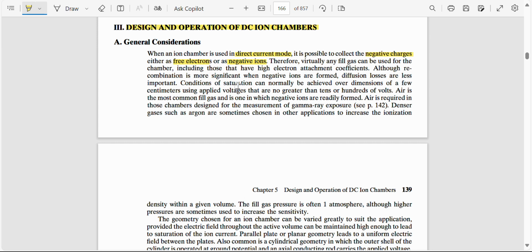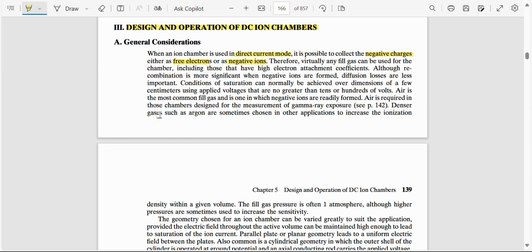Although recombination is more significant when negative ions are formed, diffusion losses are less important. Conditions of saturation can normally be achieved over dimensions of a few centimeters using applied voltages that are no greater than 10 or 100 volts. Air is the most common fill gas and is one in which negative ions are readily formed. In air, you know that there are many negative ions.